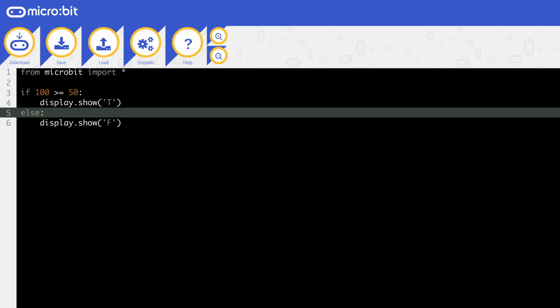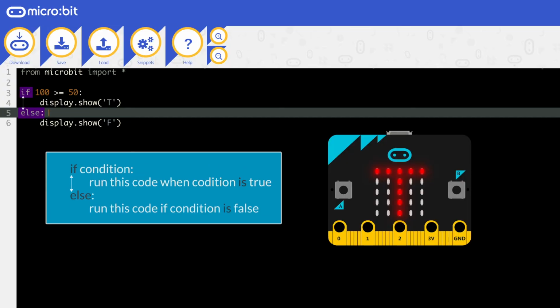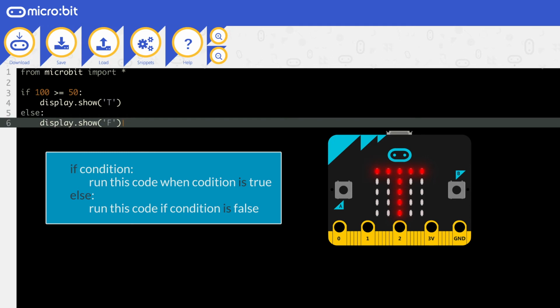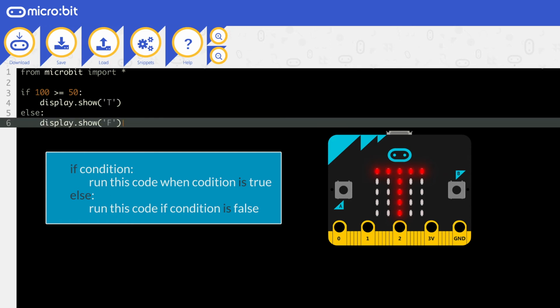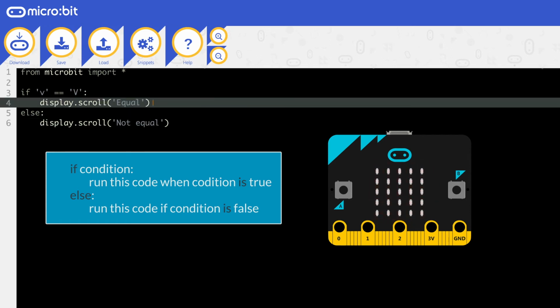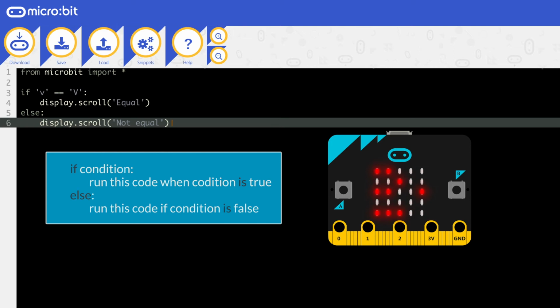The else comes below the if condition. Else is in lowercase, followed by a colon. Note there is no condition. The code beneath the else will run if the condition in the if is false. So in this case, if the condition is true, the first indented line will run. If it's false, the second will run. Here's an example. If lowercase v is equal to uppercase V, then it will output equal. If it isn't, it will output not equal.